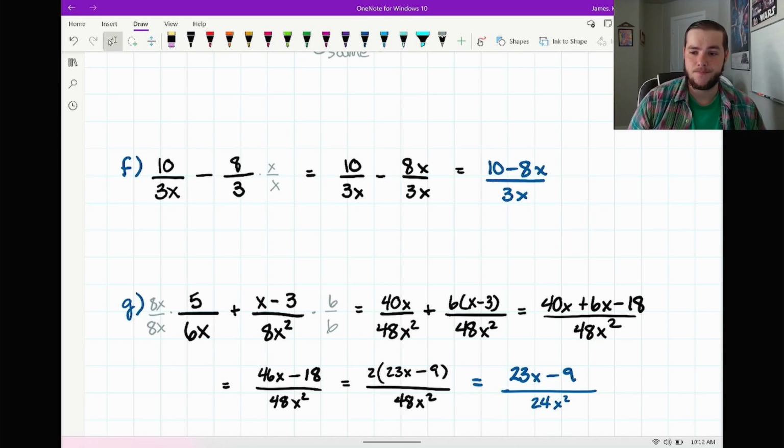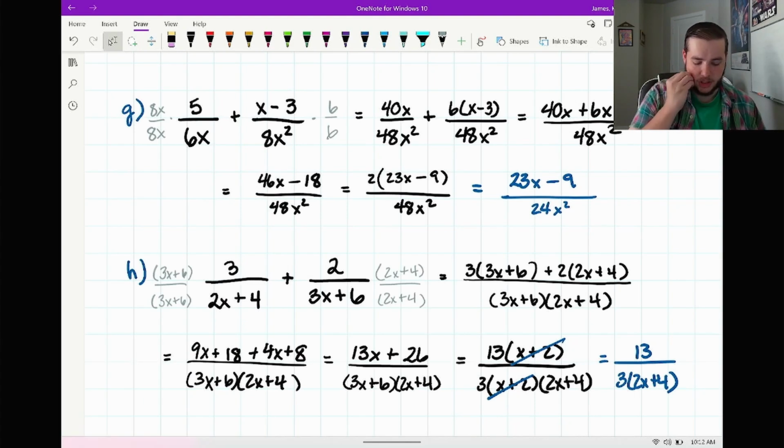That left me with 40x over 48x squared plus 6 times x minus 3 over 48x squared. Now that I have a common denominator, I can add their numerators normally. After a bit more algebra, I'm left over with 23x minus 9 all over 24x squared as the final answer.